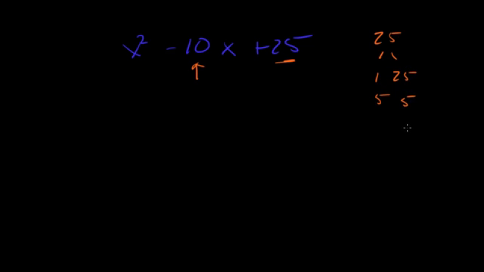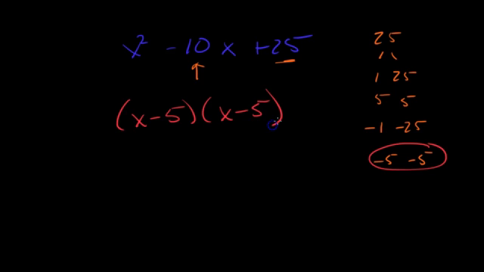So let's look at a few more examples here. So let's look at x squared minus 10x plus 25. So I need two factors of 25 that are going to add up to negative 10. So let's look at factors of 25. There's 1 times 25. There's 5 times 5. There's negative 1 times negative 25. There's negative 5 times negative 5. And I want to make sure that I get negative 10. So looking at this, negative 5 plus negative 5 is negative 10. So this tells me that these make up my factors for x squared minus 10x plus 25.